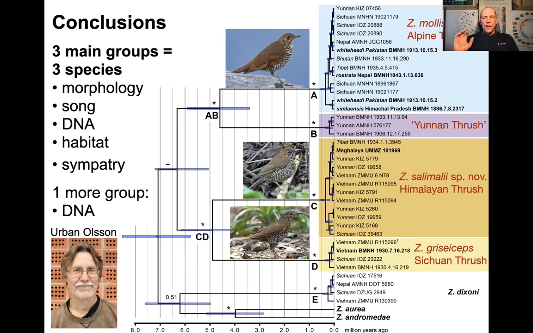And then, as you can see on this phylogenetic tree, we identified one more group, which we tentatively called Yunnan thrush. This is only based on DNA sequences from museum specimens. So we think that we found it in the field, and we think that it's got at least a slightly different song from the alpine thrush, but we need more information before we can come to any conclusion regarding what that is.